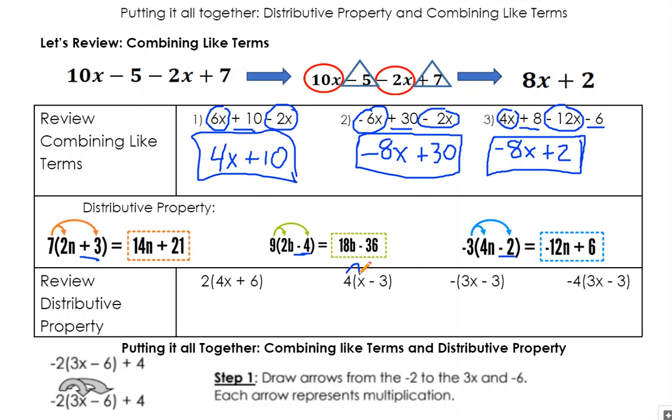So I'm going to take that 4 times x. What's that? Oh, that's 4x. And then I'm going to take this 4 and times it to this 3. But this 3 has a minus in front. So a positive times a negative gives me a negative. 4 times 3 is 12. So you're taking the term on the outside and timesing it to everything on the inside.